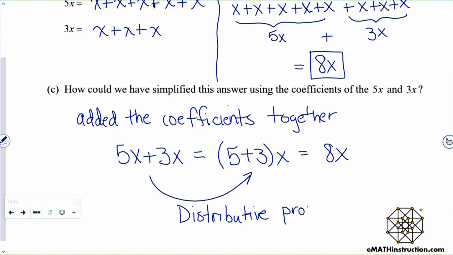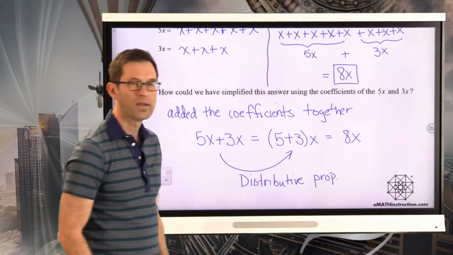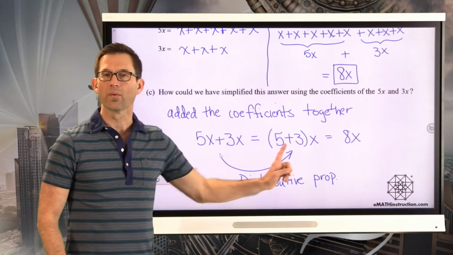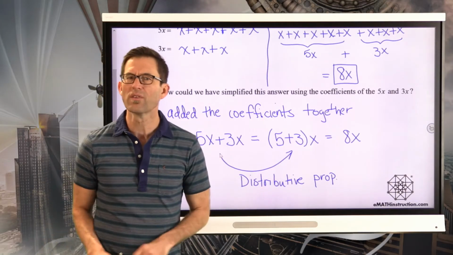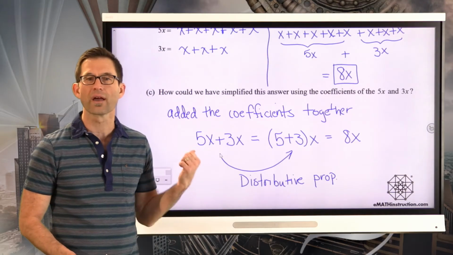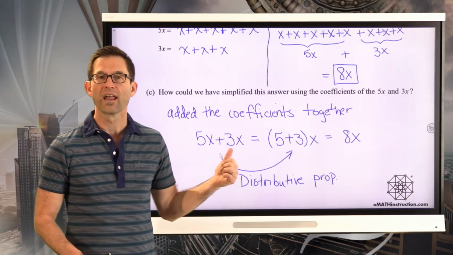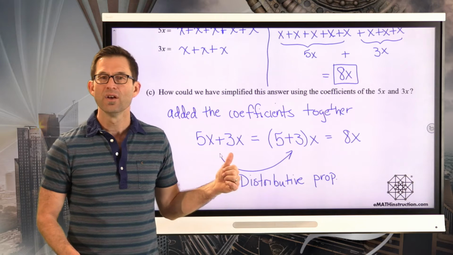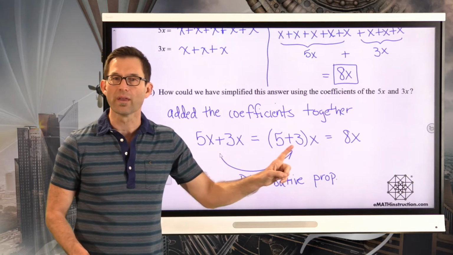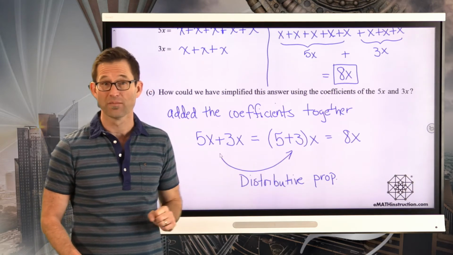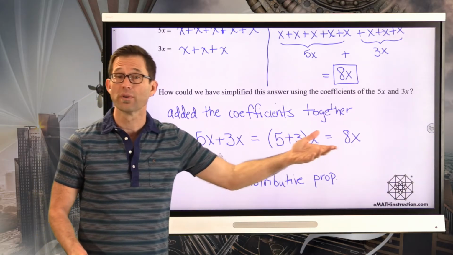Then boy, are you observant, right? So really what we're doing when we do this is we're actually kind of running the distributive property backwards. We're saying, look, I got 5 times x and I've got 3 times x, so I can actually do 5 plus 3 and then do times x. And of course 5 plus 3 is just 8.